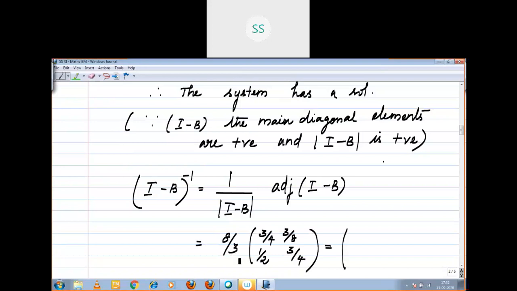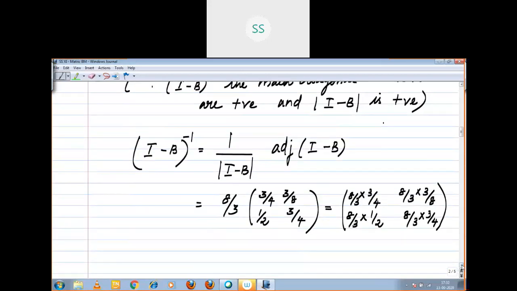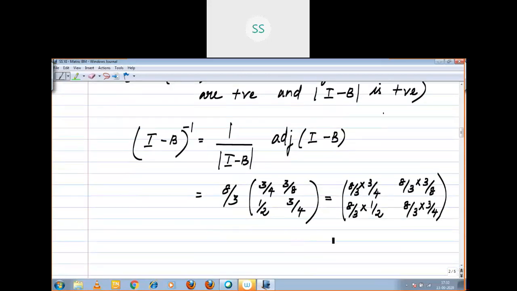Now you can multiply. The determinant of I minus B is 1 by 3 by 8, which I wrote as 8 by 3. Now you have to multiply 8 by 3 into 3 by 4, 8 by 3 into 3 by 8, 8 by 3 into 1 by 2, 8 by 3 into 3 by 4. It is easy. Now, what is your result here?